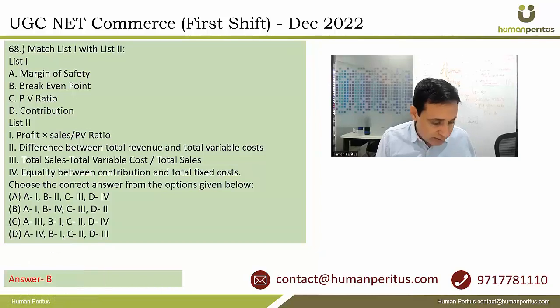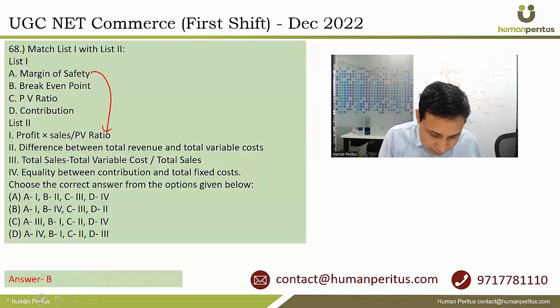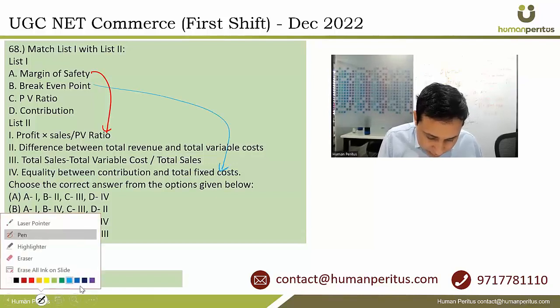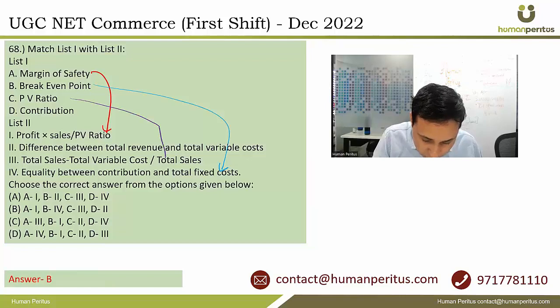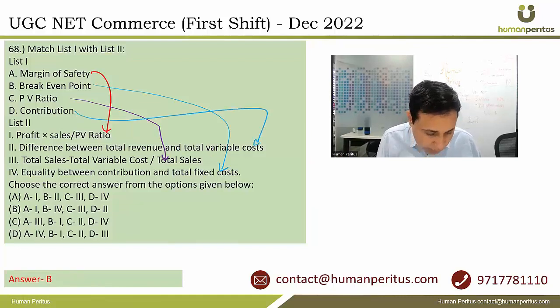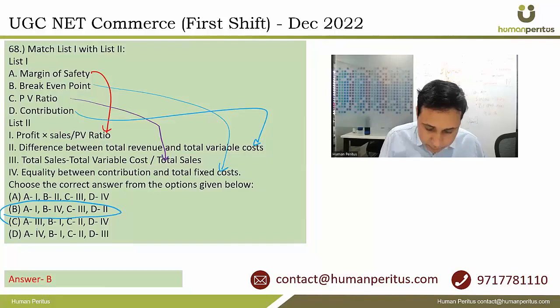Next one, match the following. So first thing is margin of safety. So margin of safety will go with this. Then we have break-even point. Break-even point is nothing but where your contribution is equal to fixed cost. It will go with D. Then PV ratio. So PV ratio is what? Total sales minus total variable cost divided by total sales. So this will go with this. And last, which is contribution. D will go with what? D will go with the difference between total revenue and total variable cost. So this will be D, and correct answer will be B.